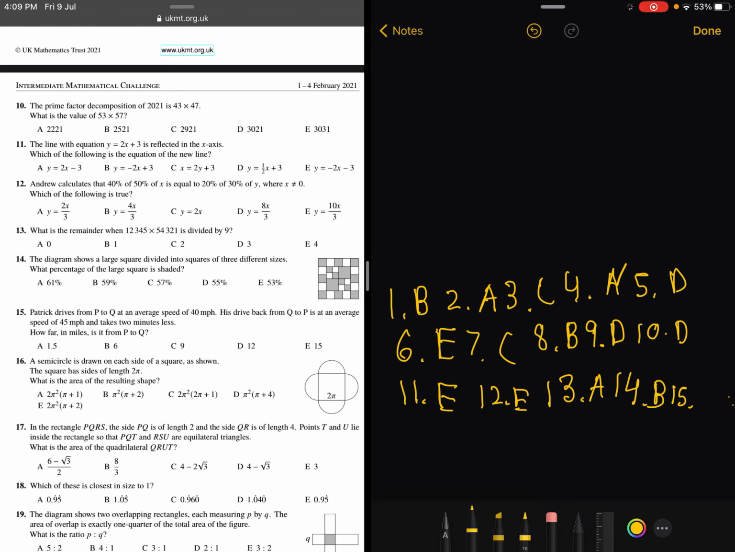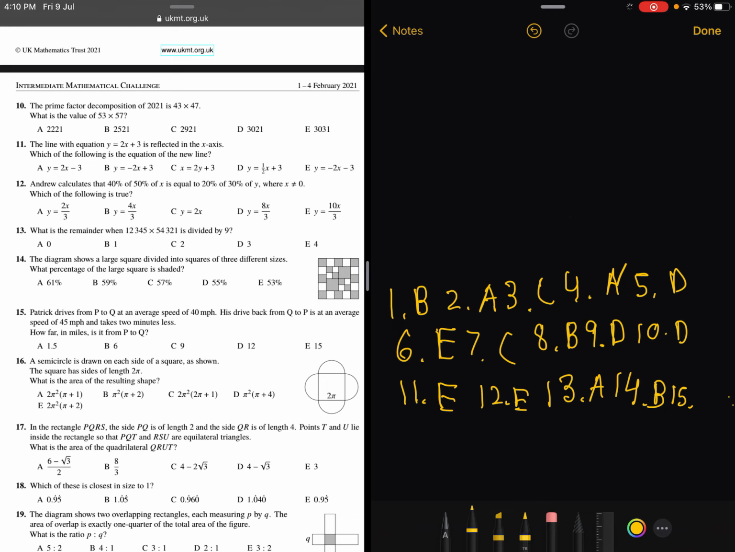Alright, question number 15. Patrick drives from P to Q at 40 miles per hour. He drives back from Q to P at 45 miles per hour and takes 2 minutes less. So how far is it from P to Q?